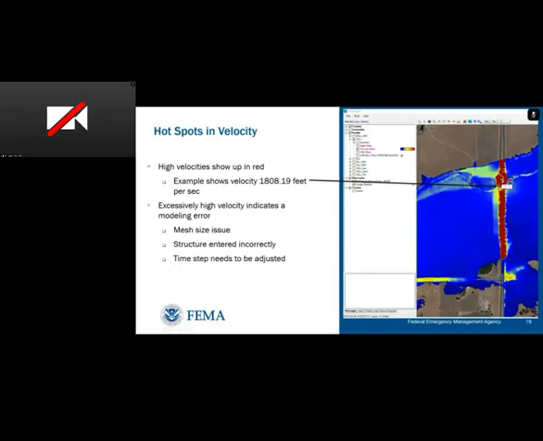So this is an actual example. And we can see here that the velocity at this location is almost 2,000 feet per second. And with a quick gut check, we automatically know that that is disaster, hurricane, maybe even higher than hurricane levels. So it would indicate that there's something going on here, and it could be due to either a mesh size issue, maybe a structure isn't entered correctly, so flow isn't able to go through that road like it's supposed to, or maybe the time step needs adjusted.